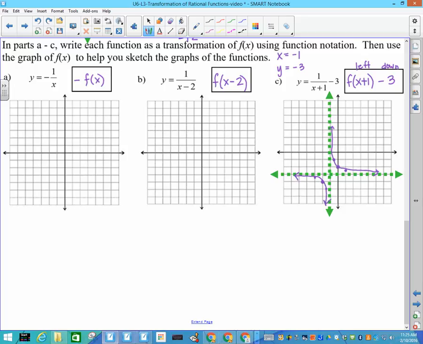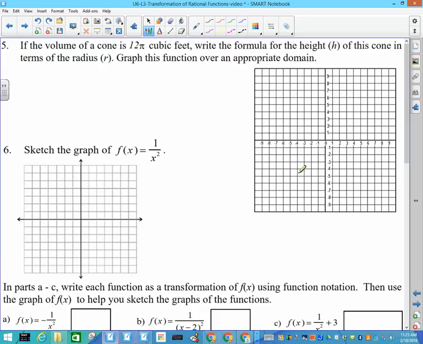Okay, so if you turn your paper over, if you have it with you, we have number 5, which is a word problem, and so we're going to do that together because I think most people don't remember what the volume of a cone is. So the volume of a cone is 12 pi cubic feet. Write the formula for the height of this cone in terms of the radius r. Graph this function over the appropriate domain. So first off, I write volume equals 1/3 pi r squared h.